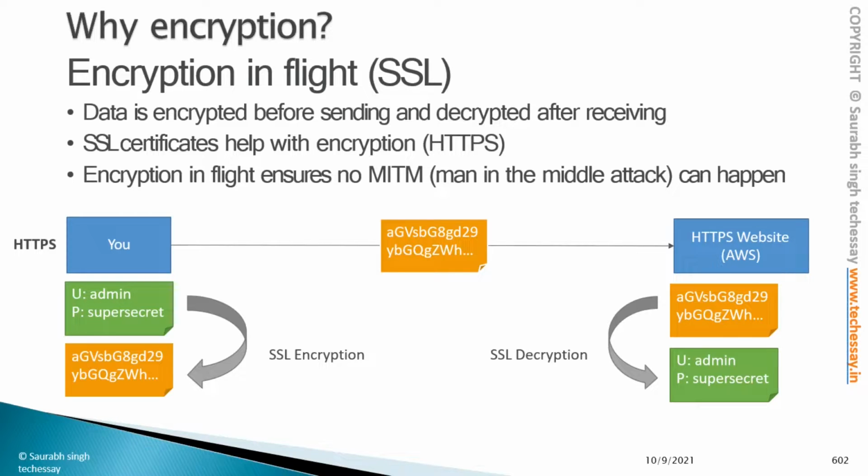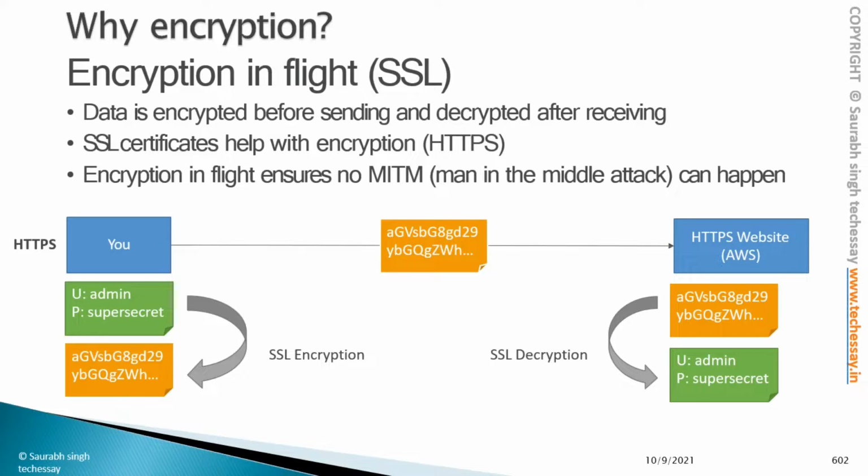So why is encryption important? Encryption is important because no third party can access our sensitive information, whether our information is in transit or at rest.